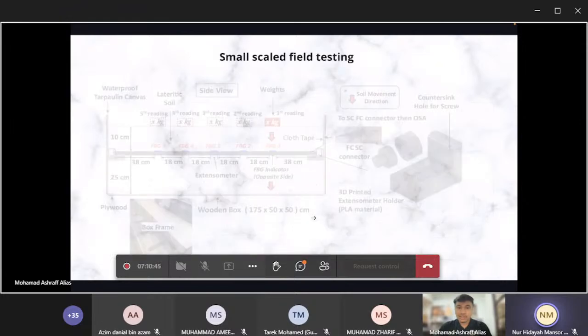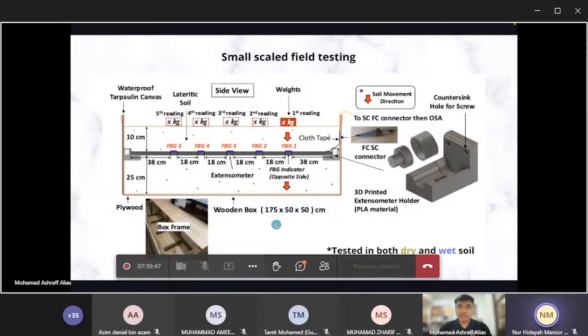And then this is the small scale field testing. After testing my device in a laboratory environment, I tested in small scale field testing, in which I used a lateritic soil. This is the common soil here in Malaysia, and this is basically the setup.